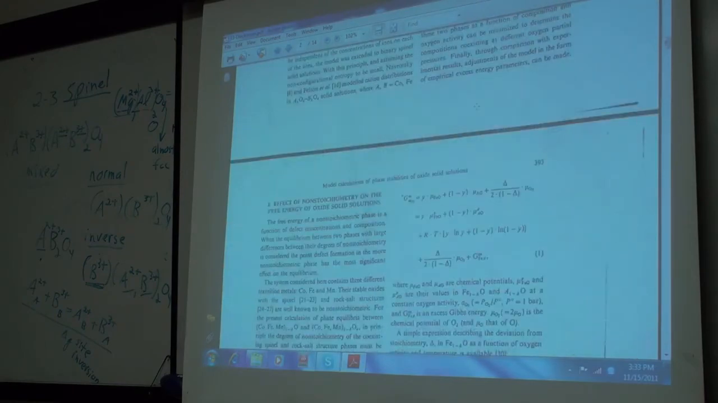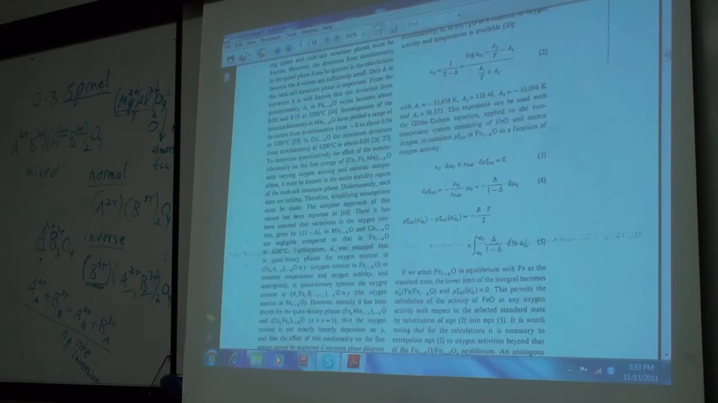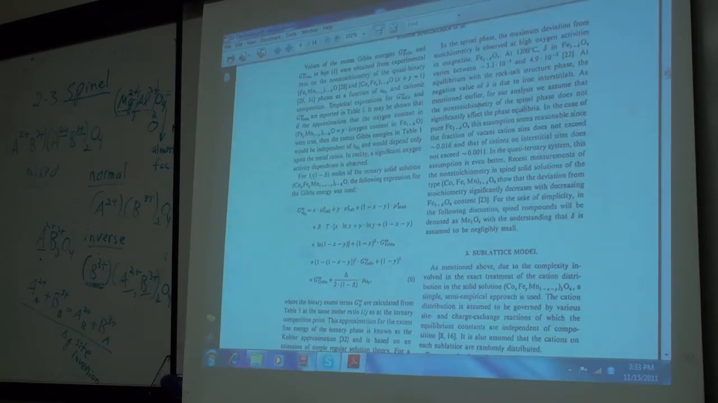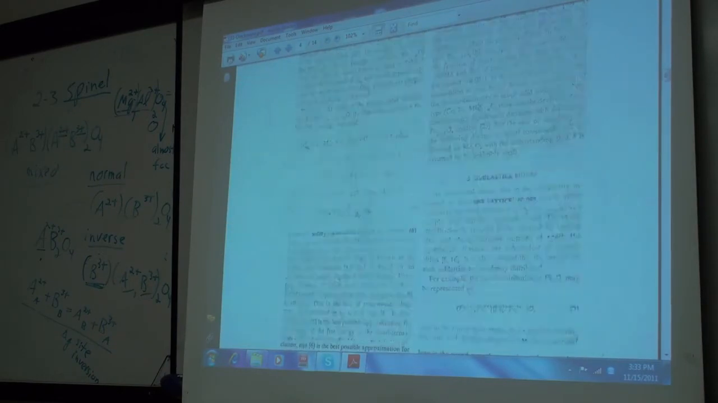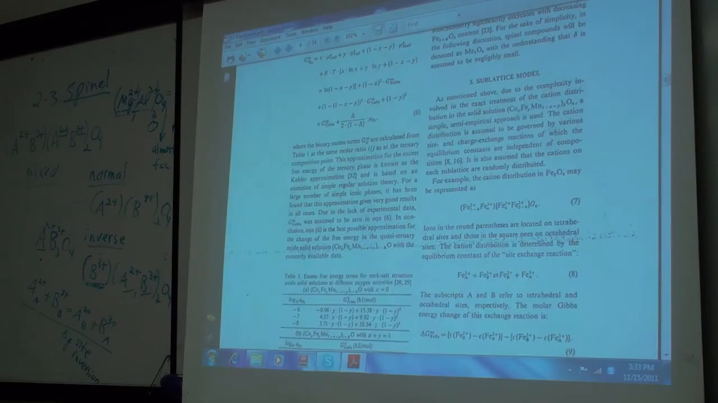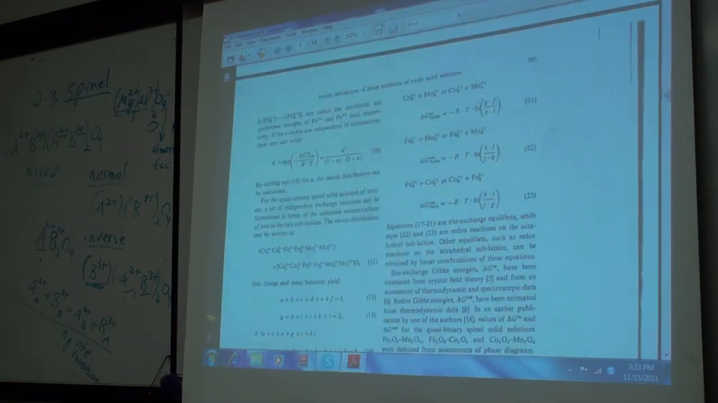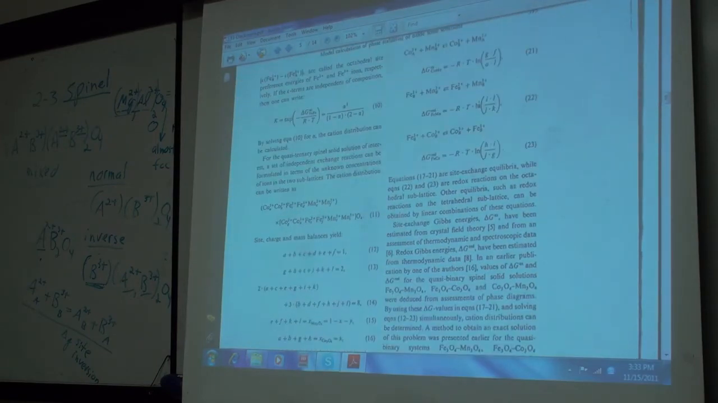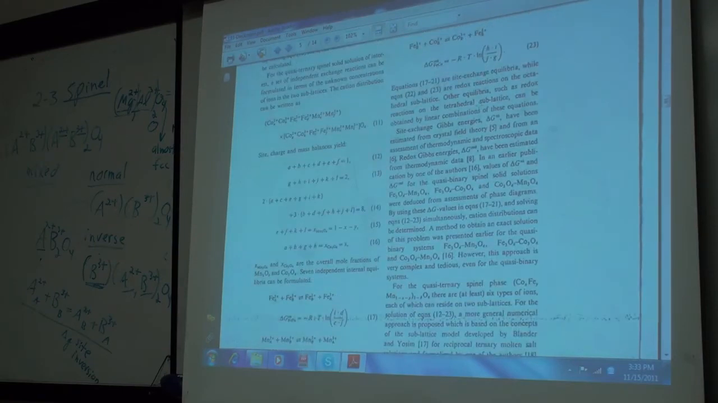You don't have to read all this because there's a whole bunch of stuff here that doesn't matter. That's not the point of the paper. You don't have to also know the paper either. Where did I write this? All right, here we go. This would be the model.